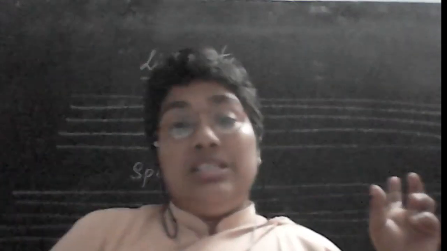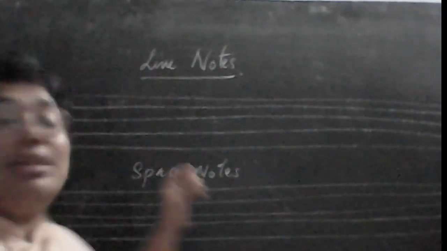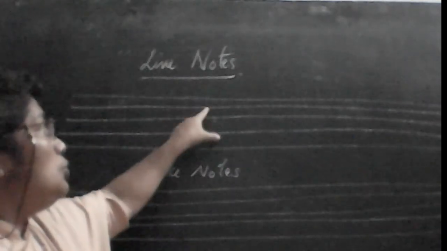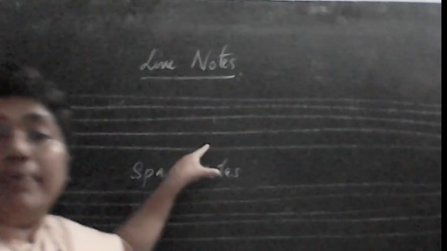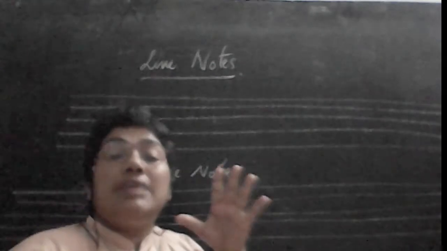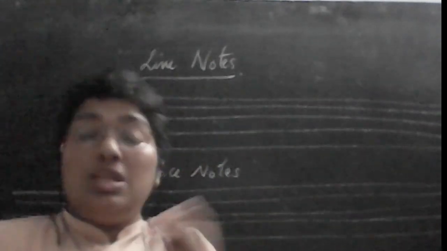Now, how many lines are these music notes written on? These are called ledger lines. You can see here there are 5 lines: one, two, three, four, five. So in 5 lines we represent the music notes.